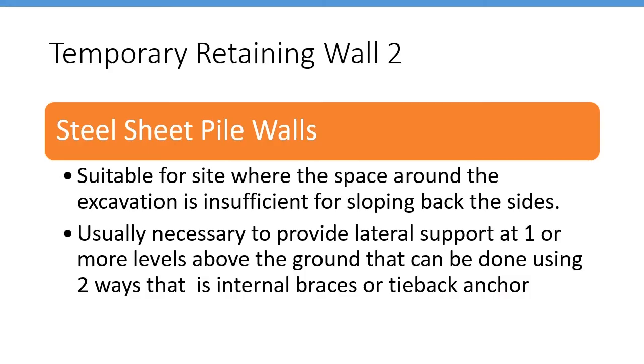Steel sheet pile is also suitable for site where the space around the excavation is insufficient for sloping back the sides. It is usually necessary to provide lateral support at one or two more levels above the ground. That can be done using two ways, that is, one is internal braces ataupun pakai tie-back anchor. Kita boleh juga provide lateral support so that kita nak avoid daripada the collapse. Kita pakai internal brace ataupun tie-back anchor.